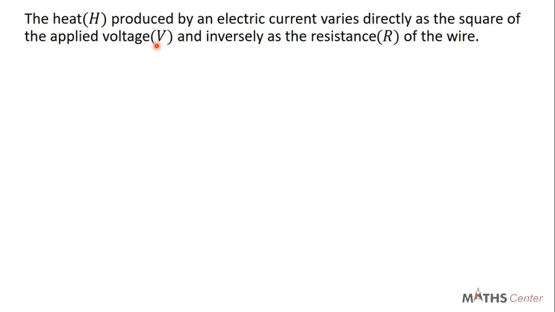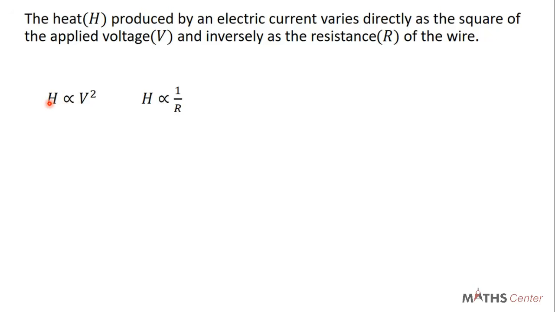The question said that the heat H produced by an electric current varies directly as the square of the applied voltage and inversely as the resistance R of the wire. So the heat H varies directly as the square of the applied voltage V. That means that H varies directly as V squared. And at the same time, the heat H varies inversely as the resistance R of the wire. So H varies inversely as R.